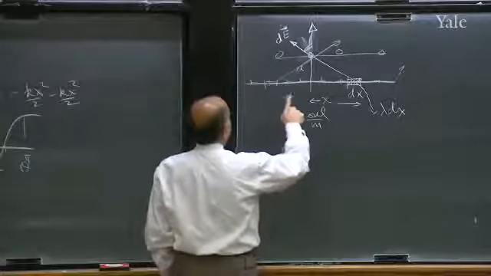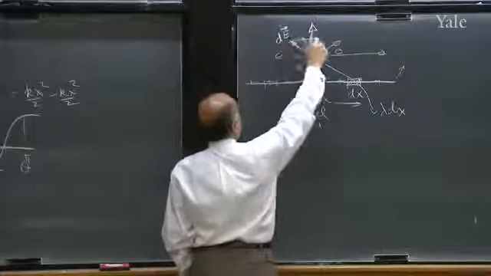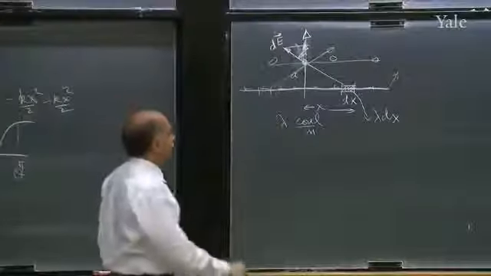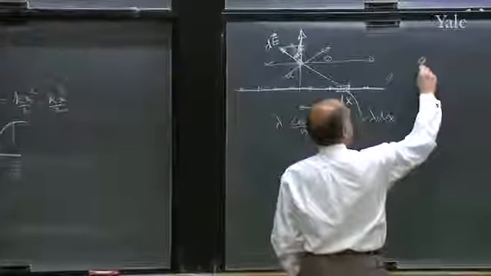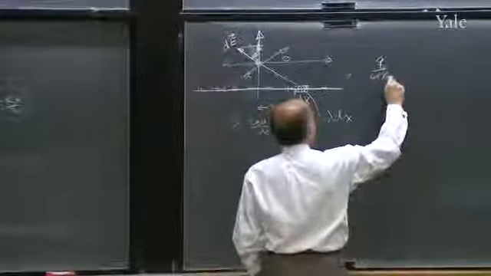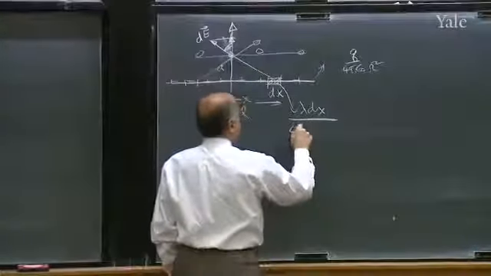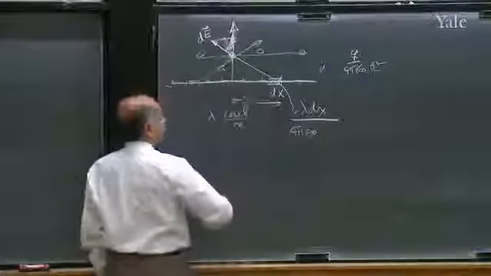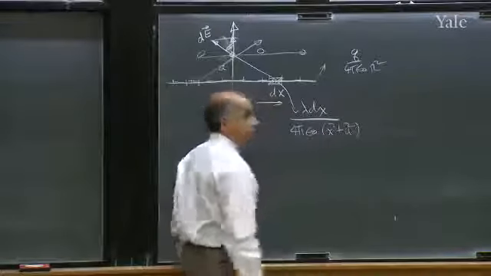So let me find the contribution first only from this one. Then we will add the contribution from this one. For that one, you just find the vertical projection. So how much is that? Remember Coulomb's law for the electric field is Q over 4 pi epsilon 0 r squared. So this is the Q, that's a 4 pi epsilon 0, r squared is that distance squared, which is x squared plus a squared.